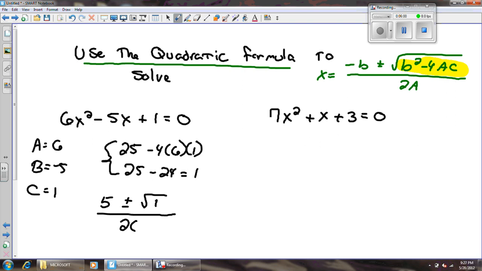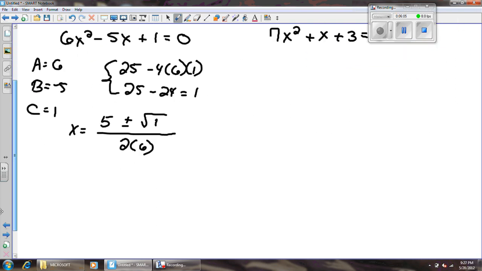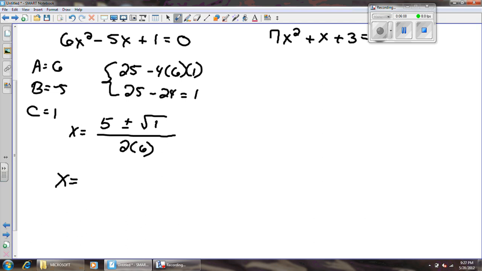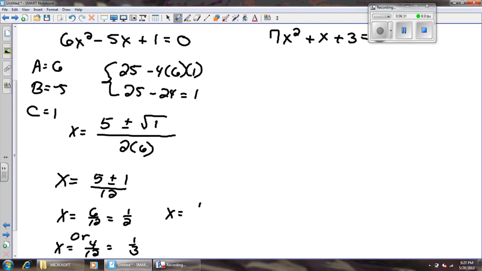I have to go 2 times 6. Okay, this is x, and I'm expecting two solutions. So I'm going to get x equals 5 plus or minus 1 over 12. So x is going to equal 6/12, which is the same as 1/2. Or x is going to equal 5 minus 1, which is 4/12, which simplifies to 1/3. So x equals 1/2 or 1/3. And there are your solutions.